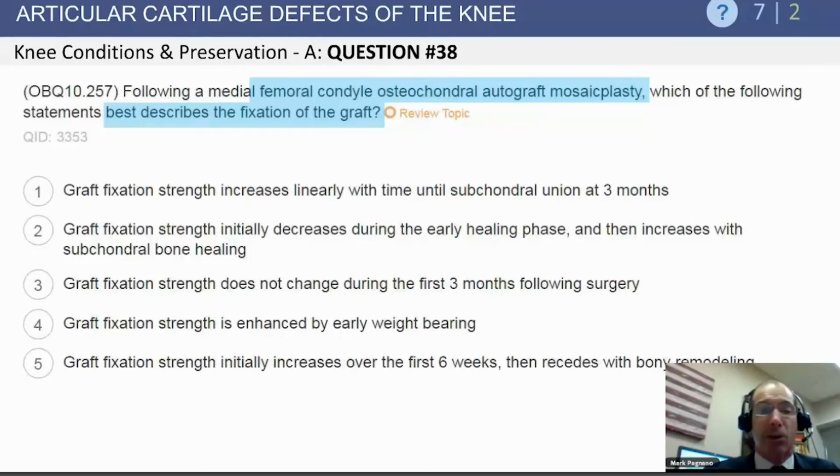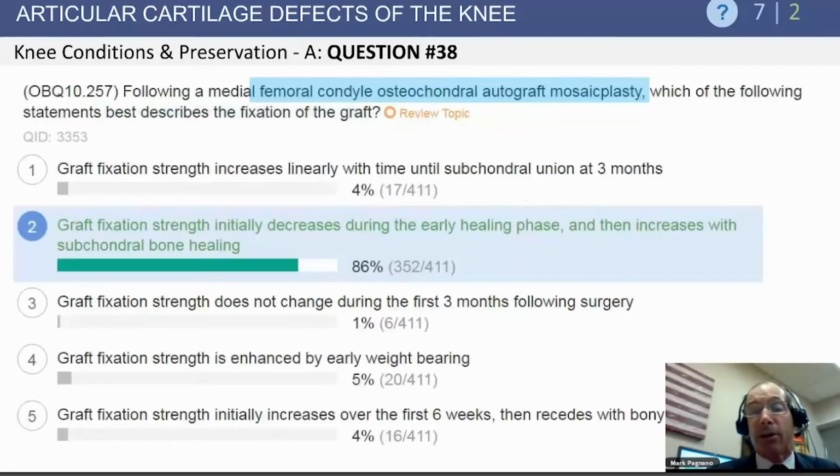And the answer on this one is that it's initially put in as a press fit. That press fit is basically going to go away a little bit in the early healing phase as some of the bone starts to actually get slightly resorbed. And then as you actually get subchondral bony healing, it's going to increase somewhere in the 8 to 12 week time frame. So graft fixation strength initially decreases during early healing, then increases with subchondral bone healing.